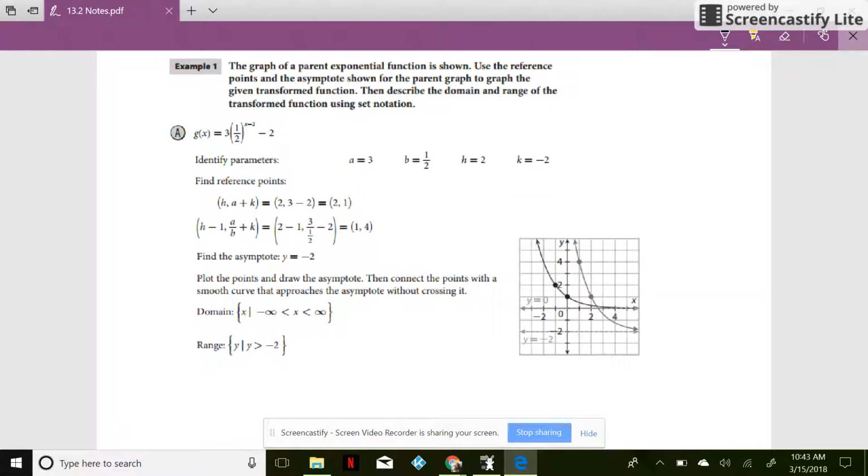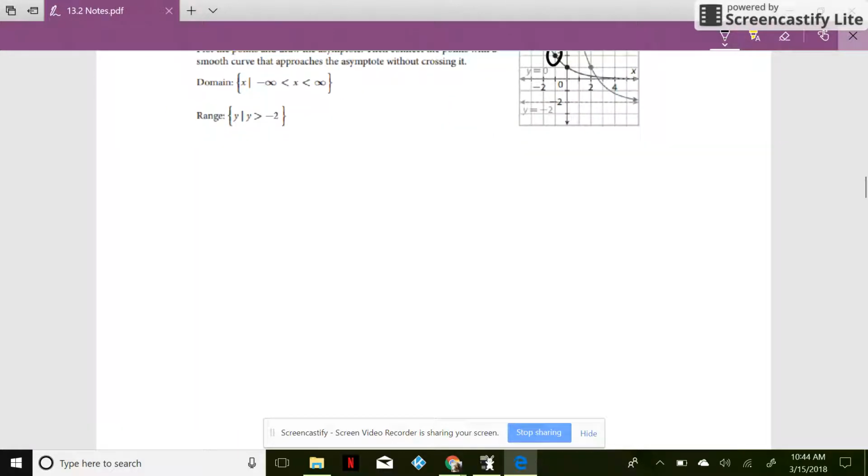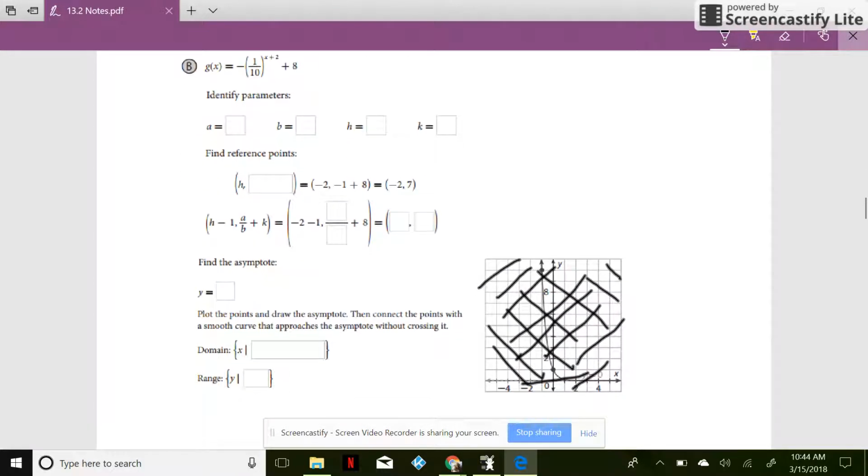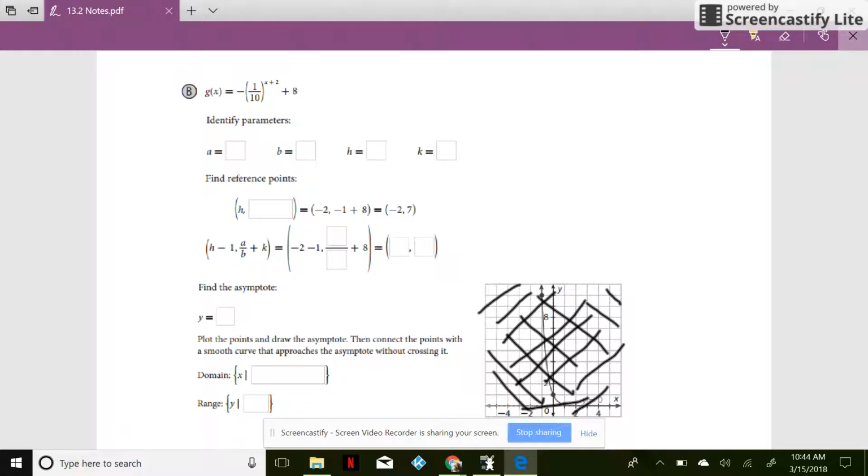So here we have our a value is 3. Our base is 1/2. Our h value is 2, and our k is negative 2. So the original coordinates would be at 0, 1, and then at negative 1, 2. Okay, you can see that here. So those are what are being transformed with those parameters. So we had the wrong graph here, but we can figure out what's happening.